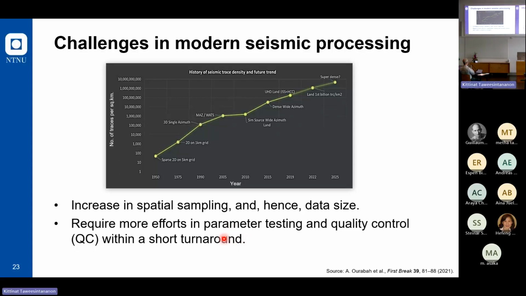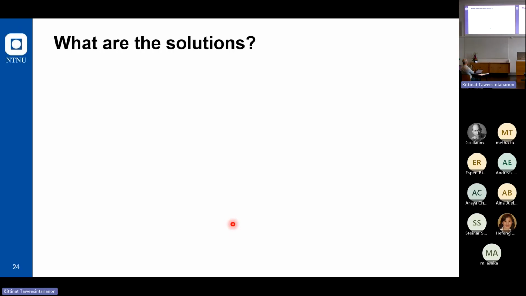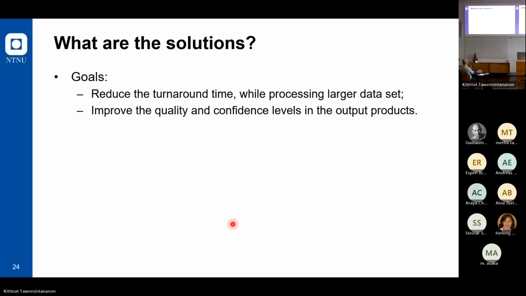For example, in petroleum exploration, you will be assigned a short time frame. Within 3 or 4 years, you need to propose the well or drill the well. So you need to process it fast. But as you have a lot of data, you need a lot of computational power, or some good strategy to process it. What are the solutions? The goal is to reduce the turnaround time while processing larger data sets, but we need to maintain the quality and confidence levels in the output products.